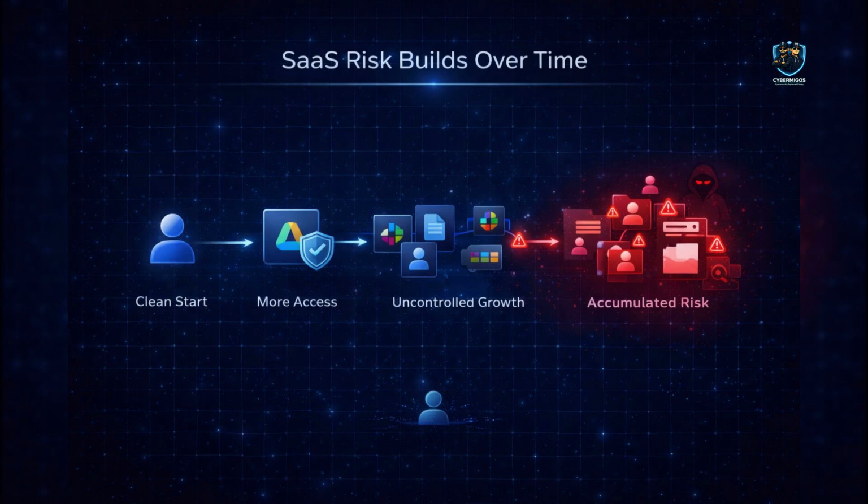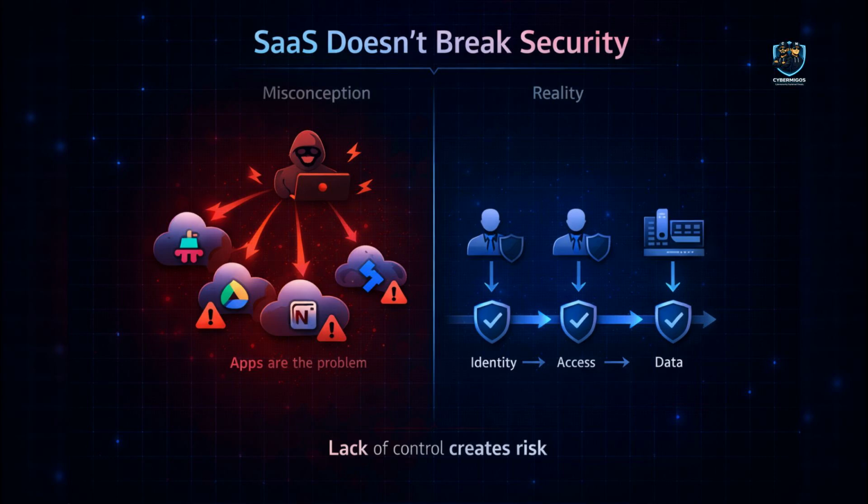To secure SaaS, a structured control model is required. Identity must be centralized, access must be governed, data must be understood, and activity must be monitored continuously. Without this structure, risk accumulates over time. So the risk isn't SaaS itself, it's the lack of control over identity, access, and data. SaaS doesn't break security, poor control does.